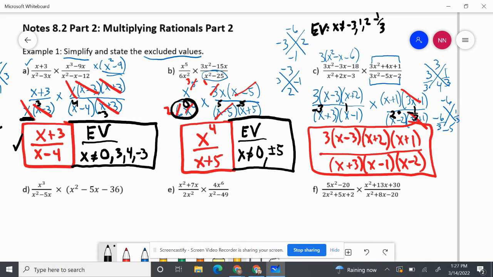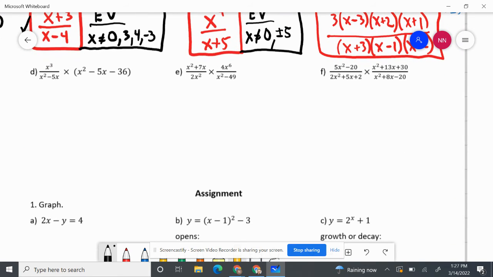Pause the video for a second and try those next ones and see how you do. Okay, looking at these next ones. We have an x cubed. The denominator, they have an x in common, so that would be x minus 5.